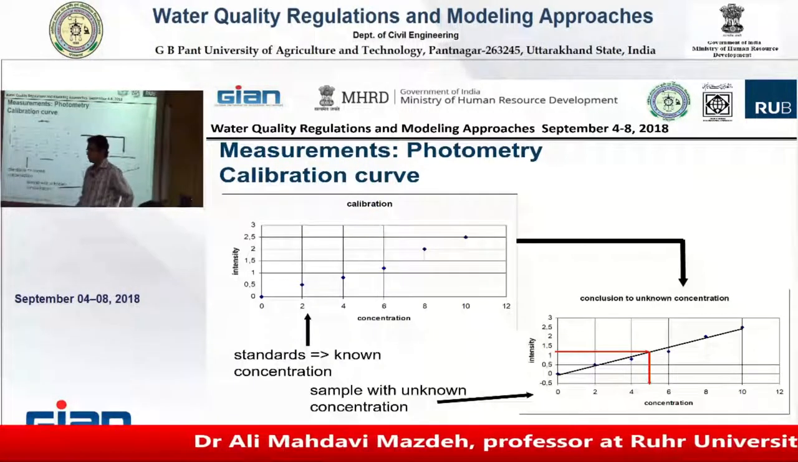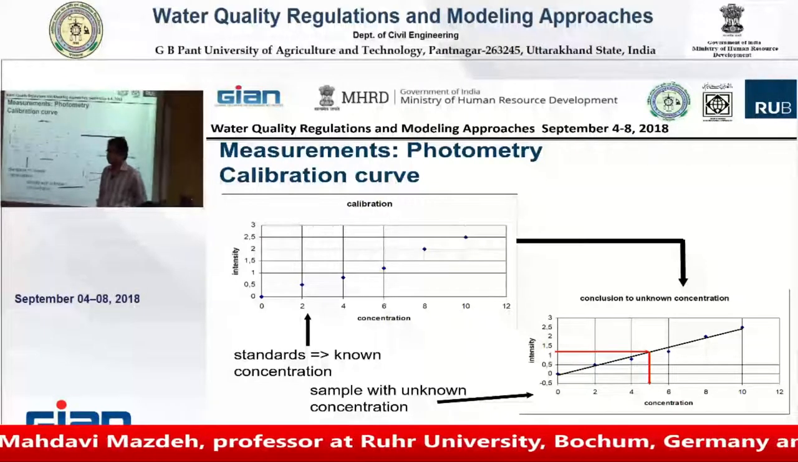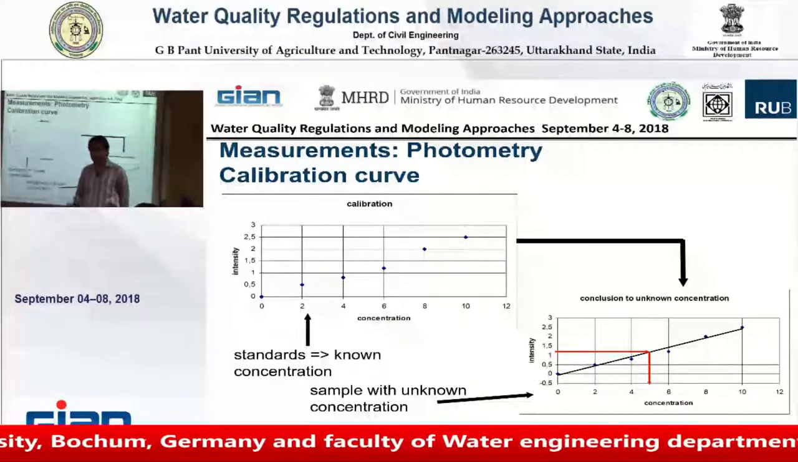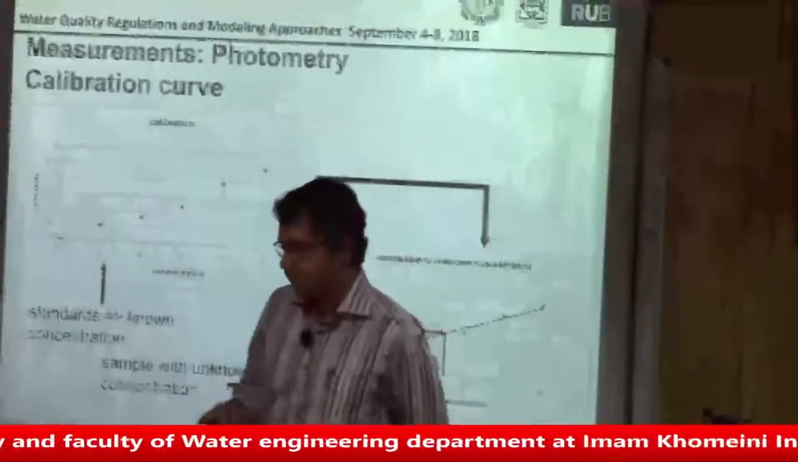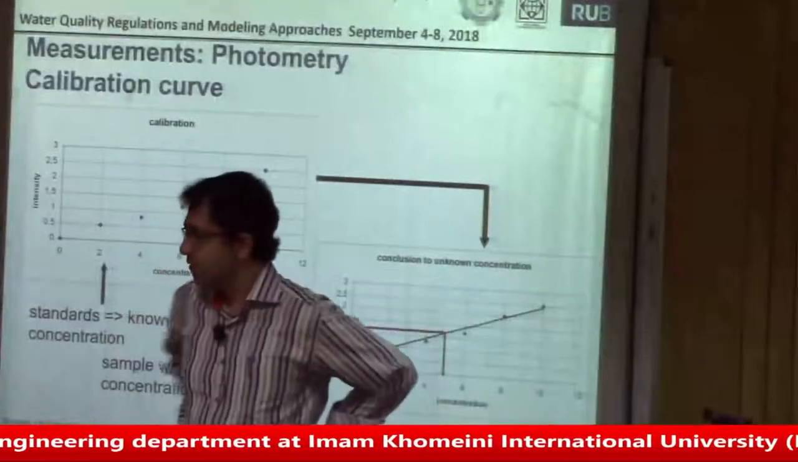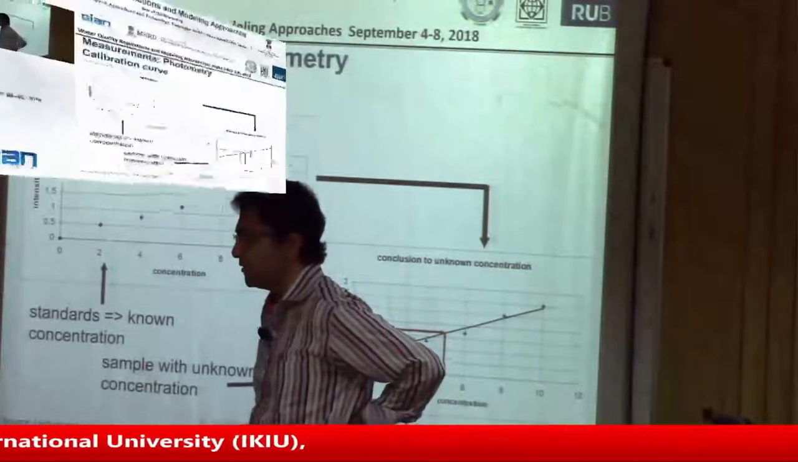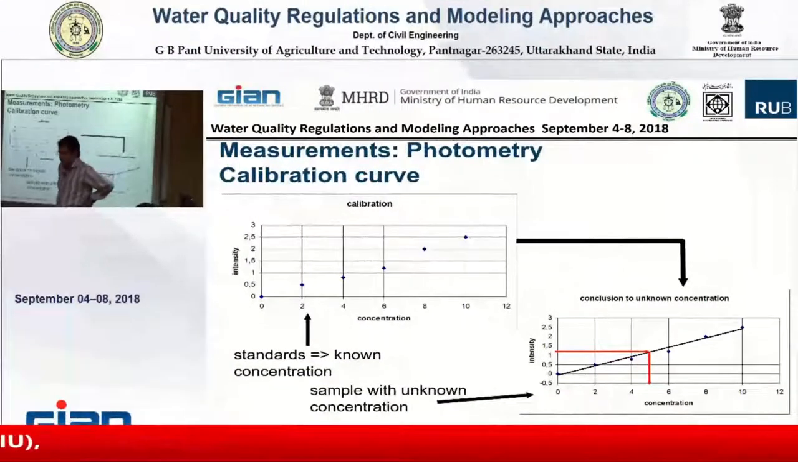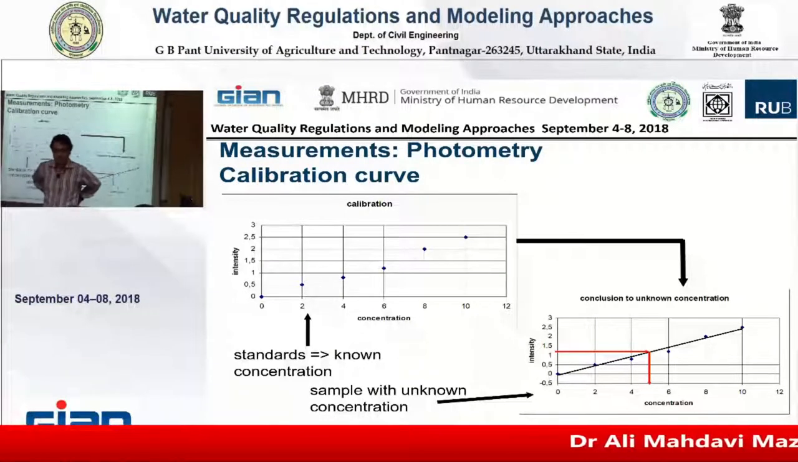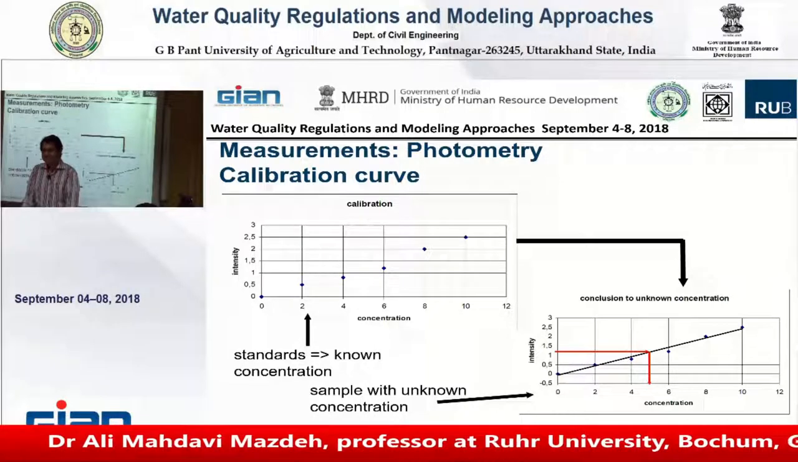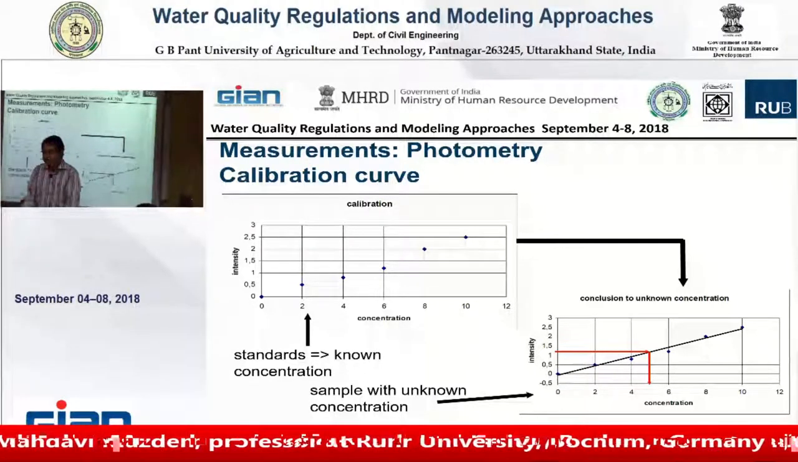This tablet will make a chemical reaction with the material, because this tablet is only, for example, for cadmium. Then it makes a chemical reaction with the cadmium, binds with it, and makes a color. So if you have more cadmium, then it's more concentrated. Yes, the color is more, and with this you can understand, because photometry is very sensitive to color.